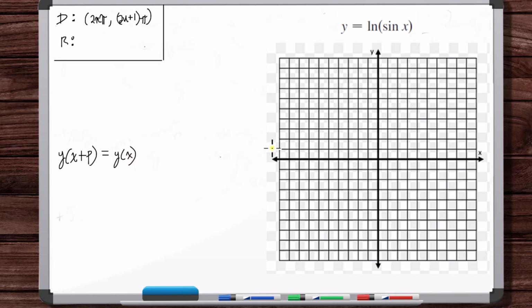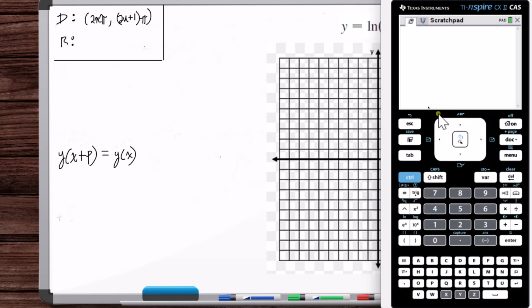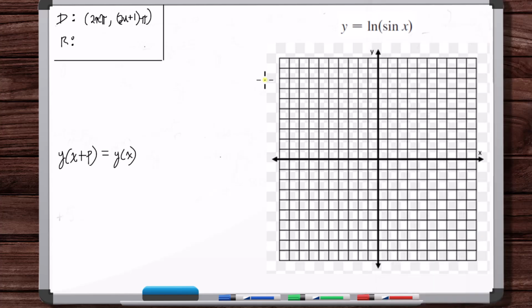Okay, so we know that the sine function has period 2 pi. So perhaps the full function will have period 2 pi as well, and it does. Okay, so the period is 2 pi. It's going to have a repeating pattern every 2 pi.